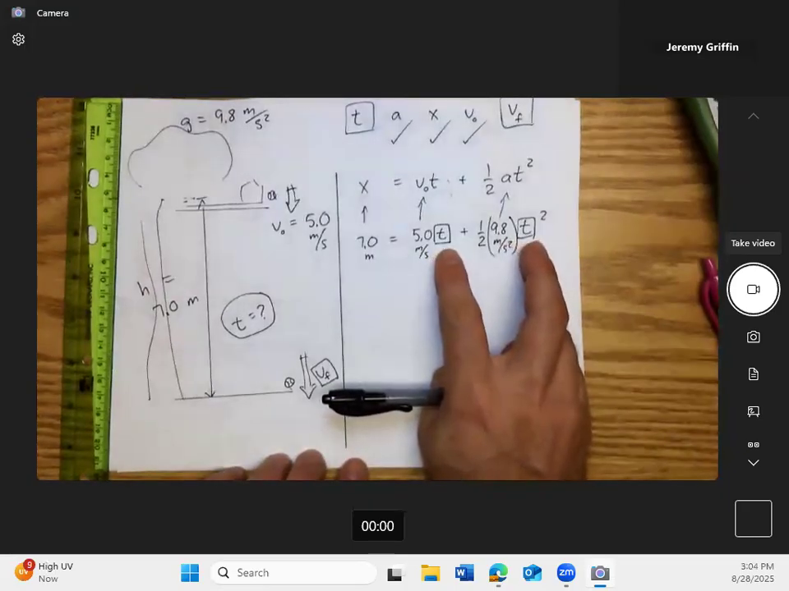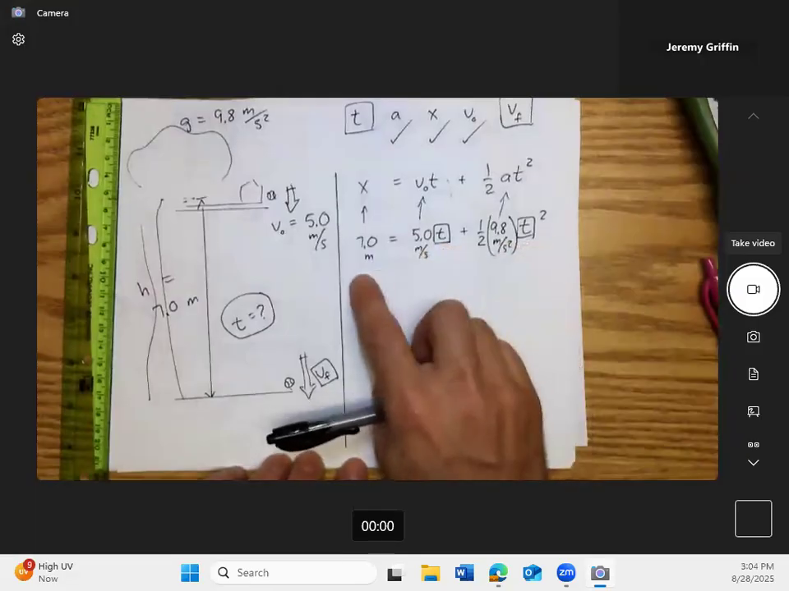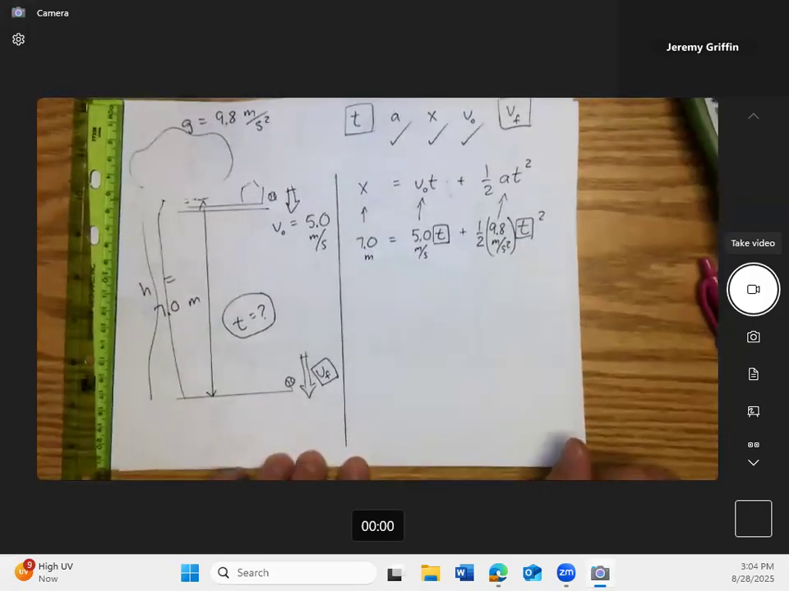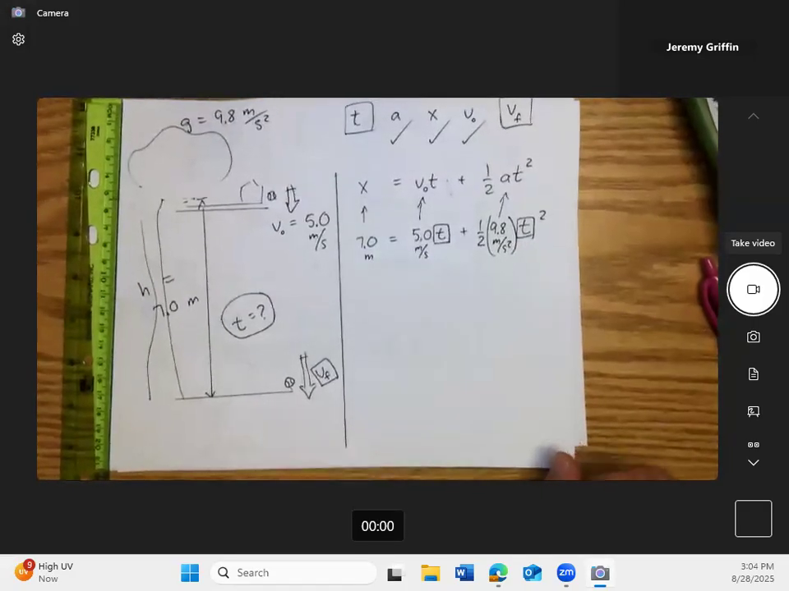Uh-oh. Can I solve for t? I got a t squared here, a regular t here, and I have another number over here in the mix. Can you solve for t? Yes, you can. How?